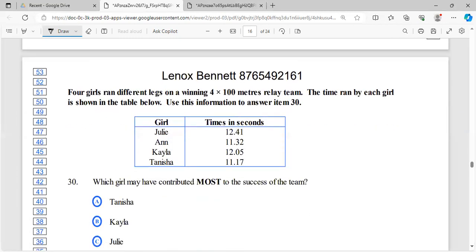4 girls ran different legs and are winning the 4x100 meters relay team. The time run by each is shown in the table below. Use this information to answer item 30. So the girls Julie, Kayla and Tanisha. Which girl may have contributed most to the success of the team? That would be the one with the lowest time, which would be Tanisha, who ran 11.17. So we reached 30, 10 to go, guys.